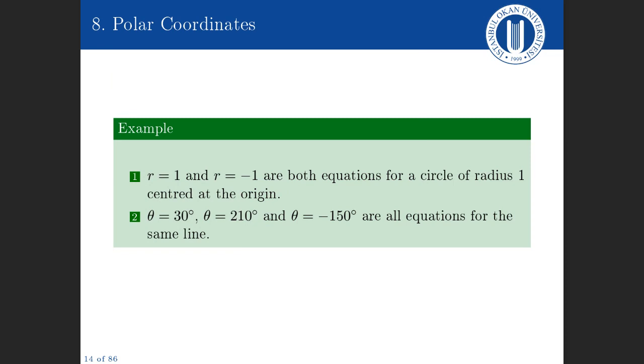Now, r equal to 1 and r equal to minus 1 are both equations for the same circle. It's a circle of radius 1. Theta equal to 30 degrees, theta equal to 210 degrees, theta equal to minus 150 degrees, etc. The difference between these angles is 180 degrees each time. These are all equations for the same line.